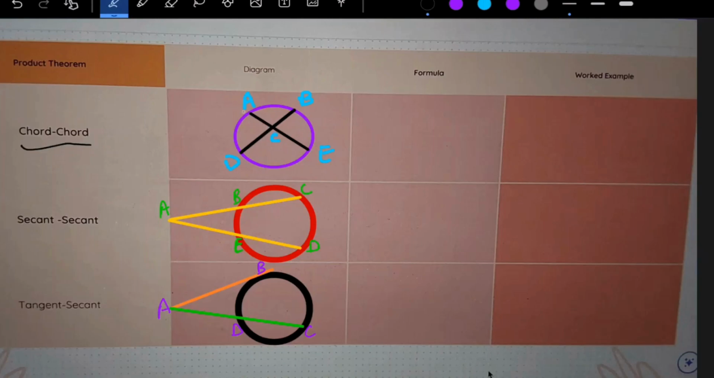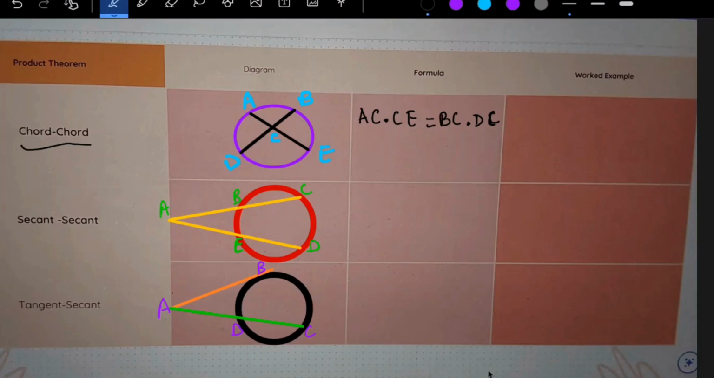So in this case, I have chord AE and chord DB, or BD, and they intersect at point C. The formula is AC multiplied by CE is equal to BC multiplied by DC. Really, it's the two pieces of the chord multiplied together is equal to the other two chord pieces multiplied together. So let's look at an example.